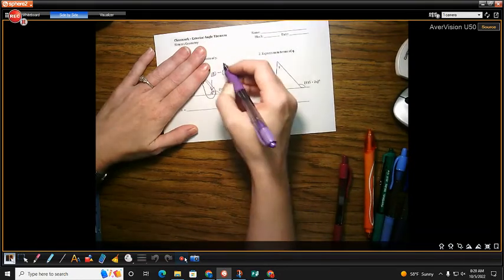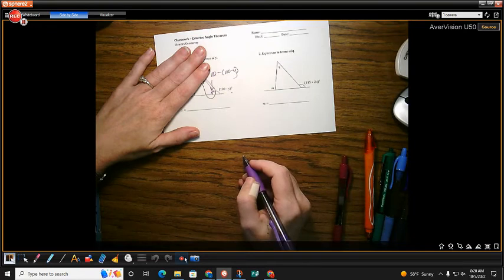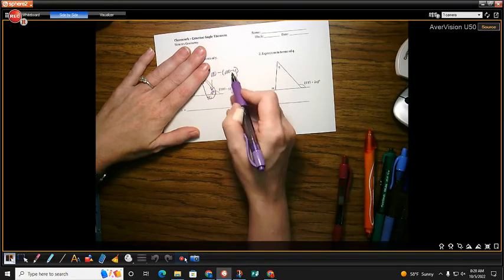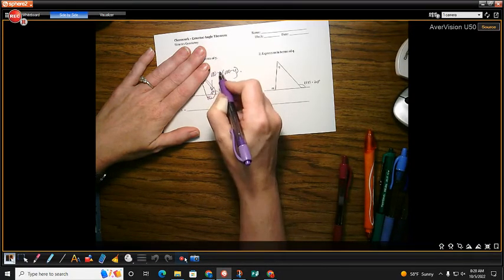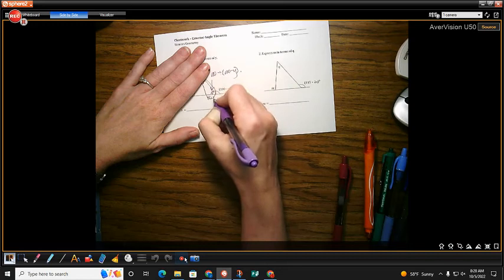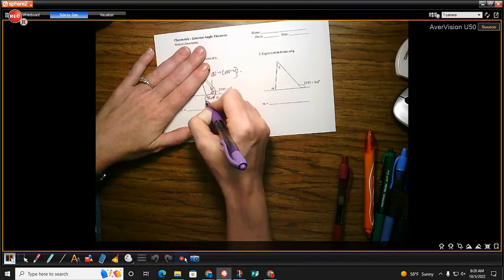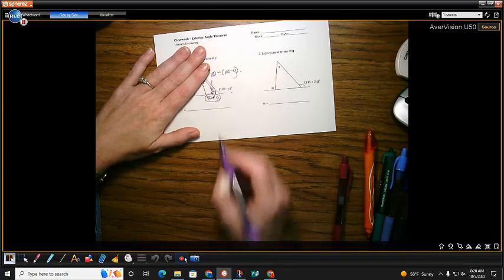Okay, so let's do this. What is 180 minus 100? 80. And what is it minus y? If you minus a negative, you get a positive. So this angle down here is 80 plus y. Not 180, 80. So 80 plus y is the size of this angle.